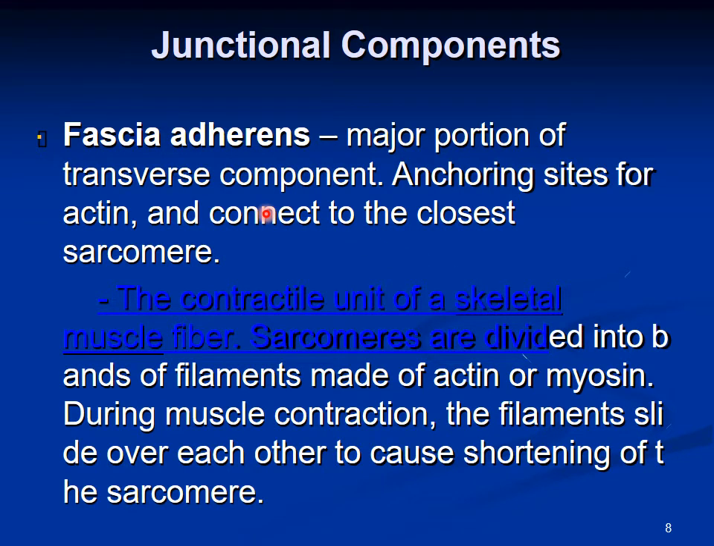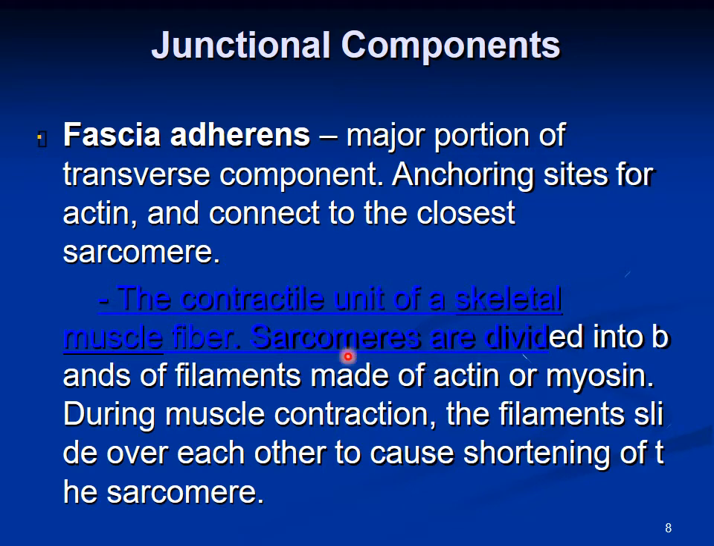So we have different types of junctions in the cardiac muscle cell. For example, fascia adherens, a major portion of the transverse component, anchoring sites for actin and connecting to the closest sarcomere. Sarcomere is the contractile unit of skeletal muscle fiber or the striated fiber. Sarco means flesh, mere means unit. So sarcomeres are divided into filaments which are made up of actin and myosin.